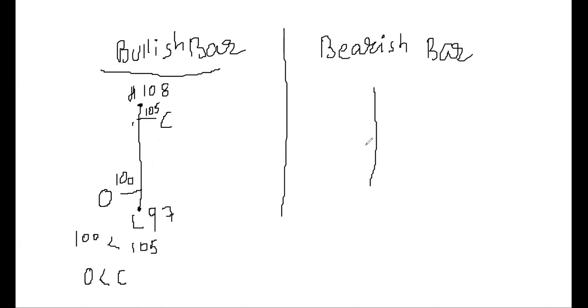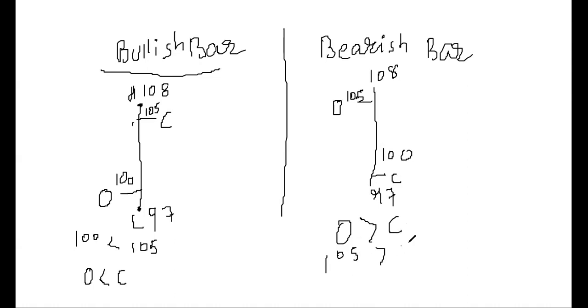Opposite of this will be the bearish bar. So it opened at a higher level and closed at a lower level. So this is opening price, this is closing price. So in this case, opening price will be greater than closing price. So in the opposite situation, let's say now opening is 105, made a high of 108, made a low of 97, and finally closed the day at 100. So in this case, 105, which is opening price, is greater than 100, which is closing price. So that's why this bar will be termed as a bearish bar.